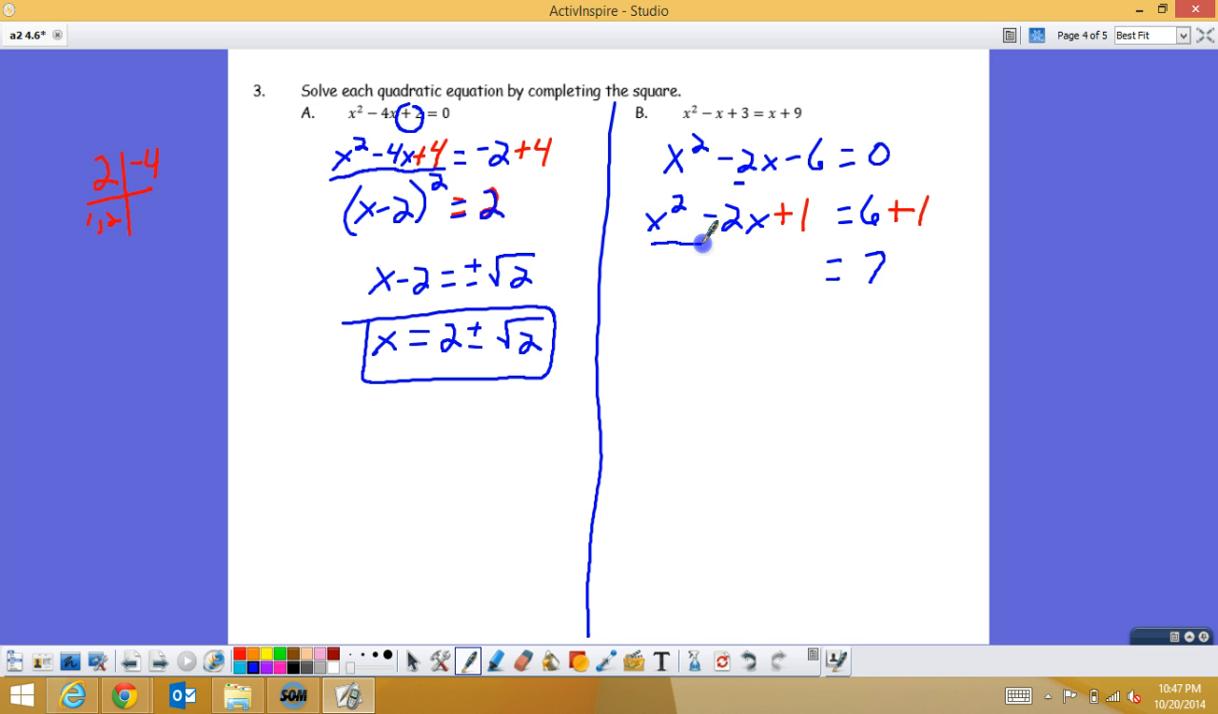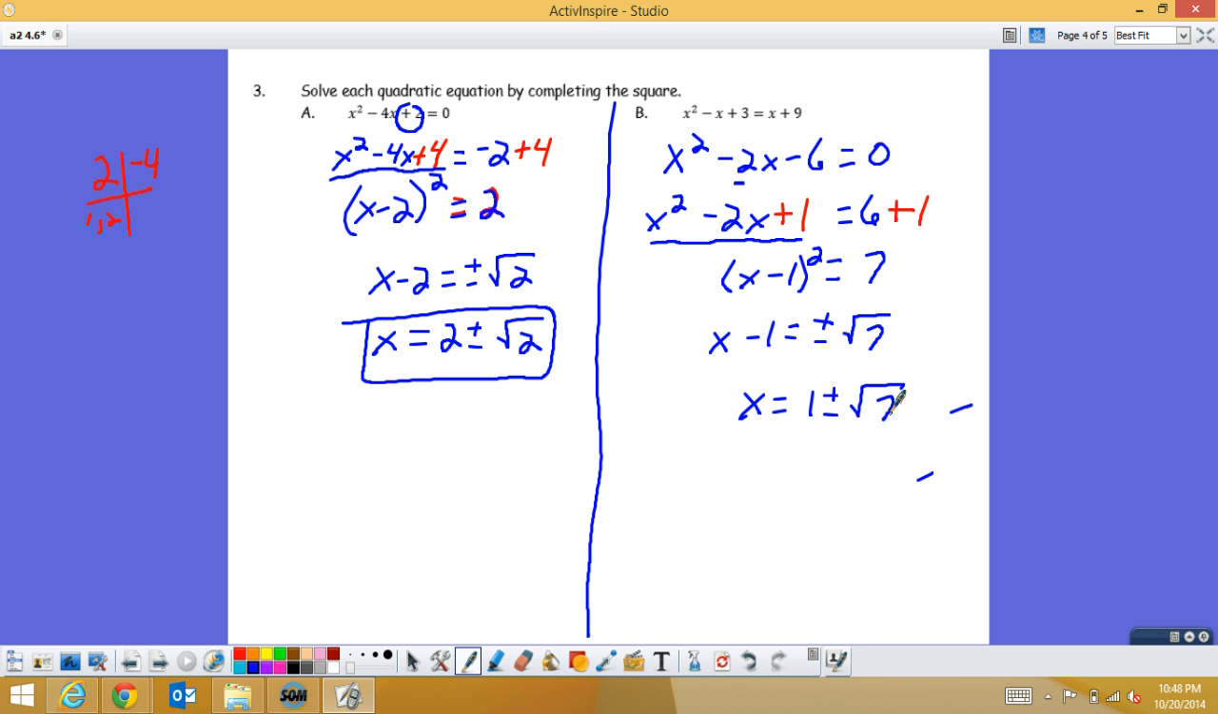And again, this left side trinomial will factor to a binomial squared, because this is now a perfect square. We completed that square. So what factors of 1 add up to negative 2? Negative 1 and negative 1. So therefore we'd have x minus 1 and x minus 1, or x minus 1 squared. So then x minus 1 is either equal to plus or minus the square root of 7. And to get the x by itself, we add 1 to both sides. 1 plus or minus square root of 7, and that's how we write that.